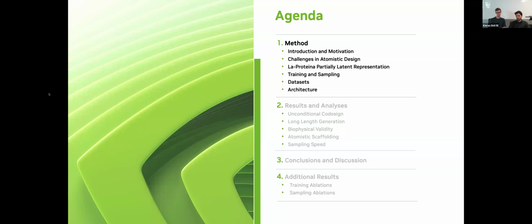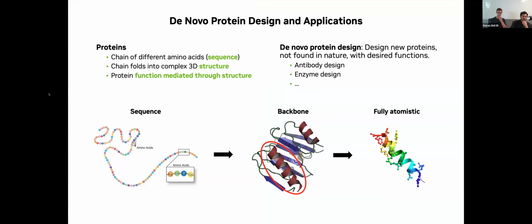And this will include unconditional co-design experiments, generating long-length proteins, this structural analysis that I was just mentioning, the scaffolding results, and the speed of our method, which is actually fairly fast. With that, let's start with a bit of motivation.